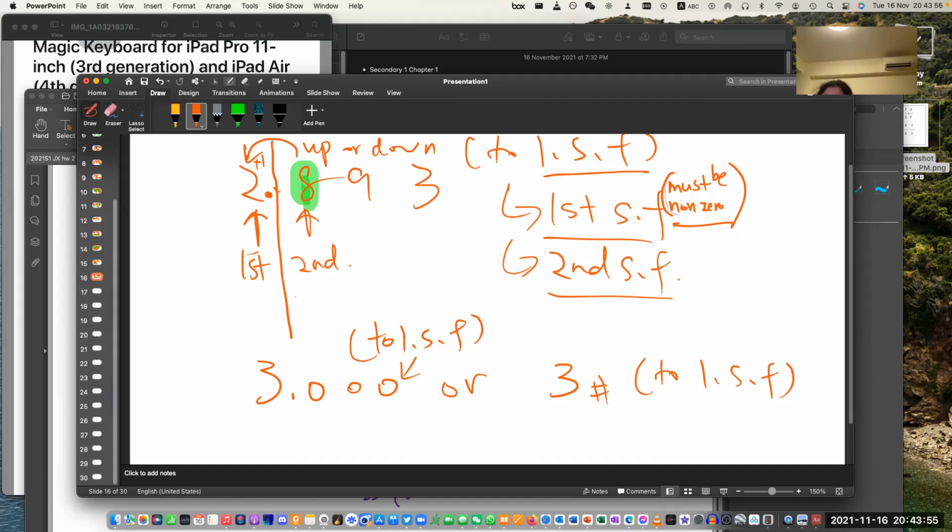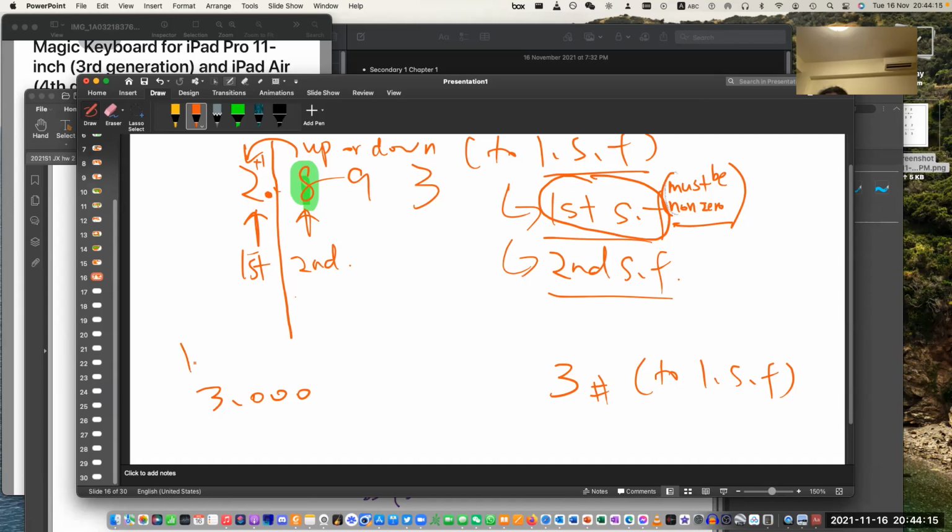3. Correct. Because you just need one significant figure. You don't need so many significant figures. So therefore, the answer is 3. If you write 3.000, what does this mean? The first significant figure must be a non-zero. So 3 is non-zero. This is my first significant figure. This is my second, and then third, and then fourth. So basically, if you write this answer, you are already giving 4 significant figures.